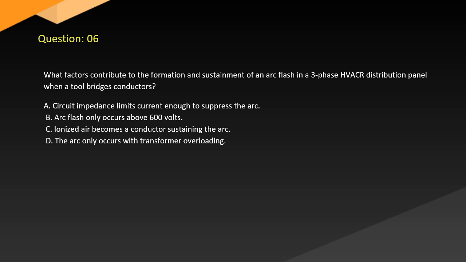Question 6. What factors contribute to the formation and sustainment of an arc flash in a three-phase HVACR distribution panel when a tool bridges conductors? A. Circuit impedance limits current enough to suppress the arc. B. Arc flash only occurs above 600 volts. C. Ionized air becomes a conductor sustaining the arc. D. The arc only occurs with transformer overloading.